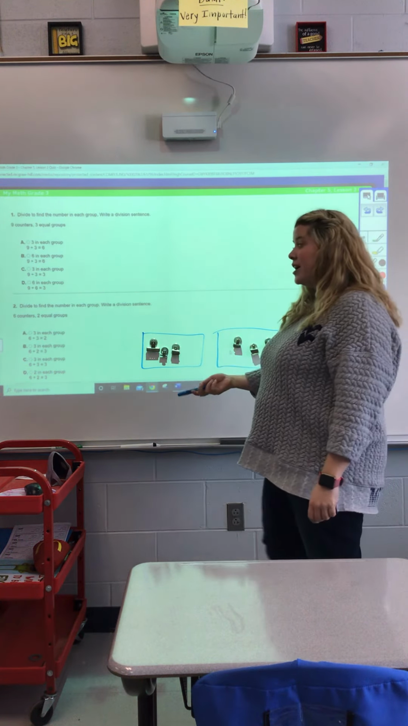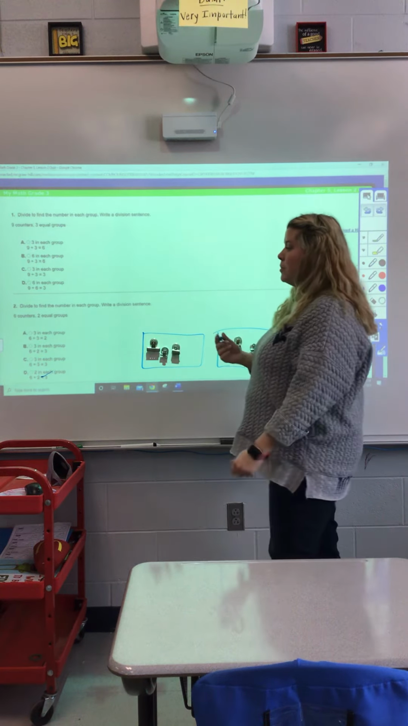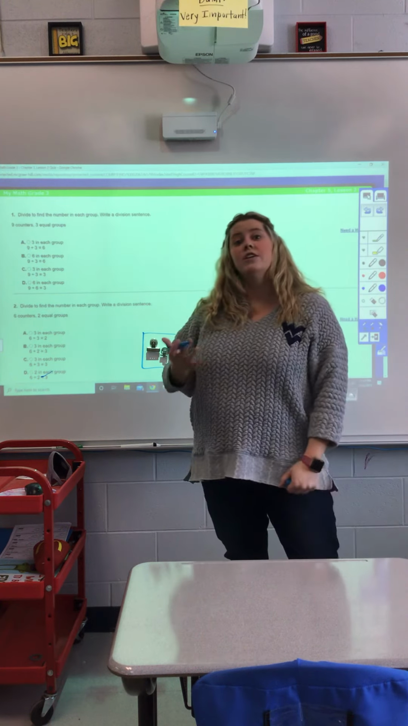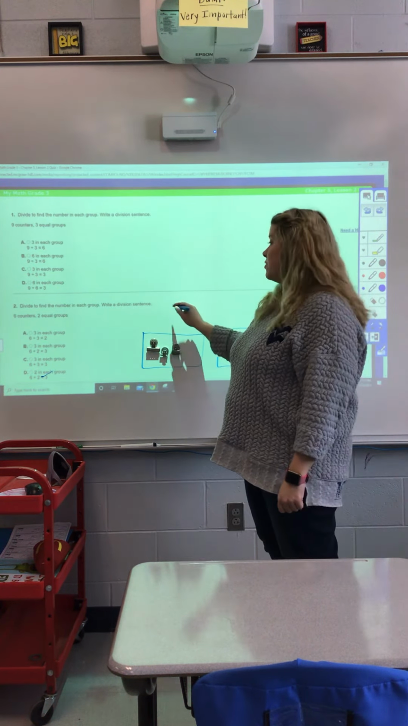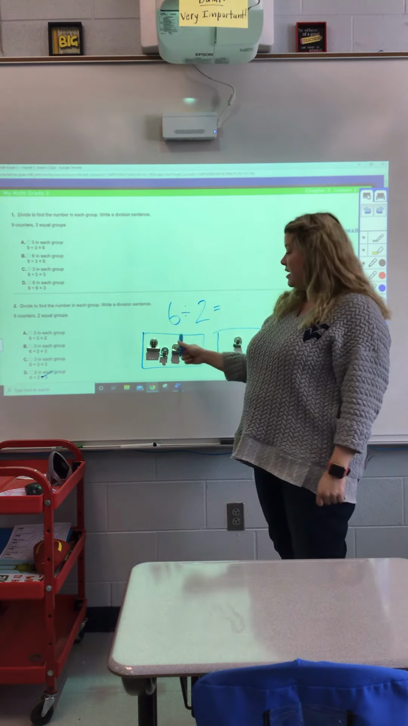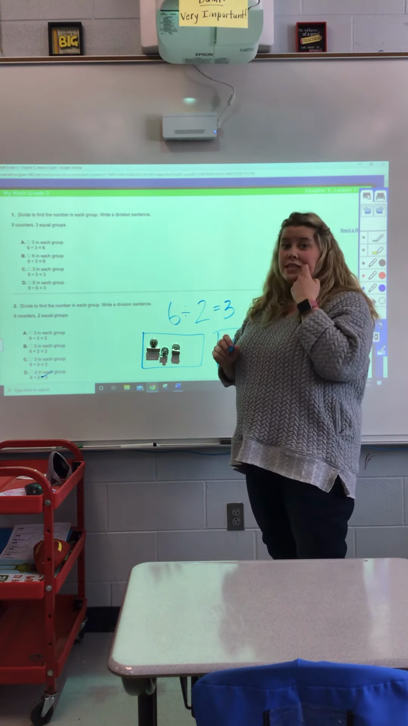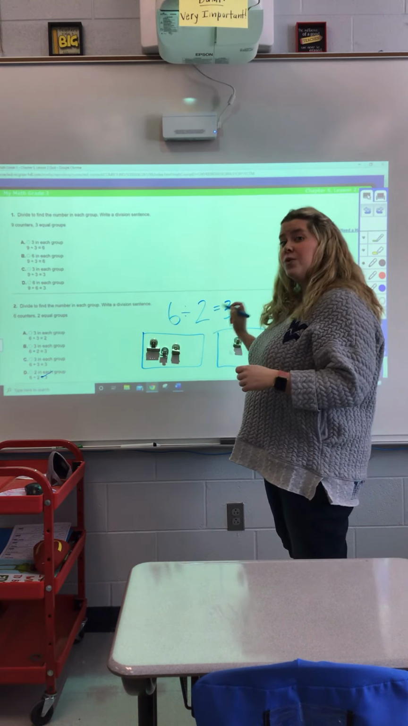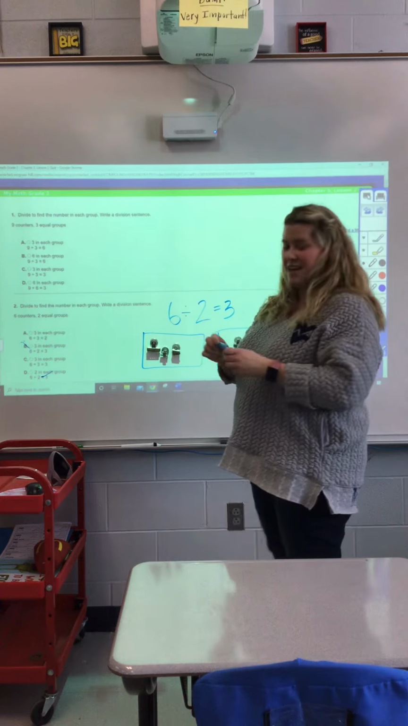3. Okay, so we can get rid of D, because there's not 2 in each group. But now we need to figure out what our division sentence should be. Well, I had 6 counters total, and I know I always start with my total number, divided by how many groups? 2 equals, how many are in each group? 3. So our division sentence reads 6 divided by 2 equals 3. Boom. We should have B.